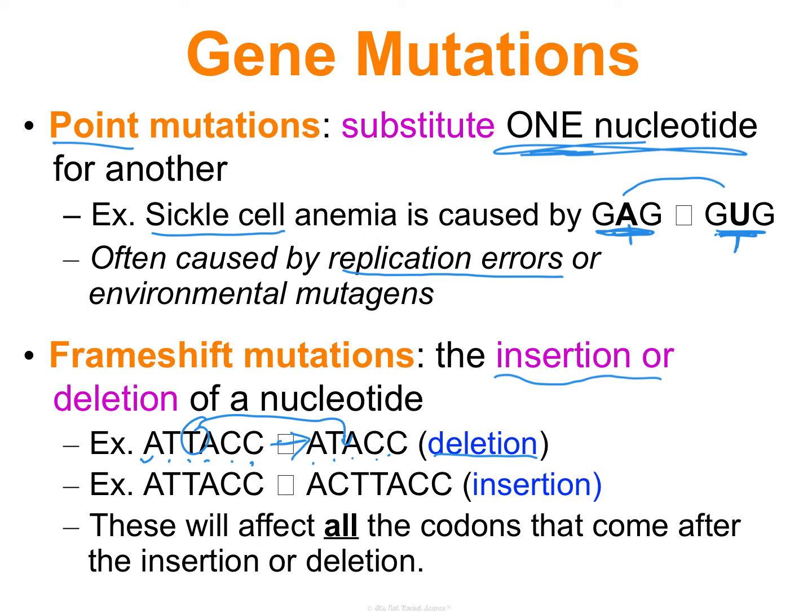That's called a deletion. And my next example here where I have ATTACC, but I now have ACTTACC. This C right here, that is a new addition. We call that an insertion. So cytosine has been inserted into this gene sequence.